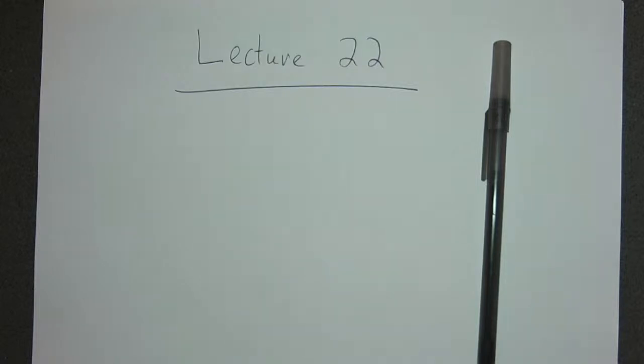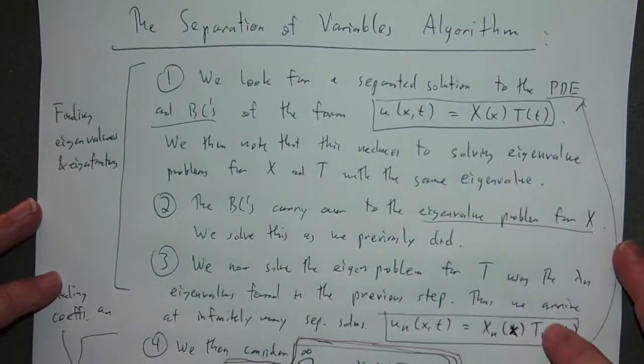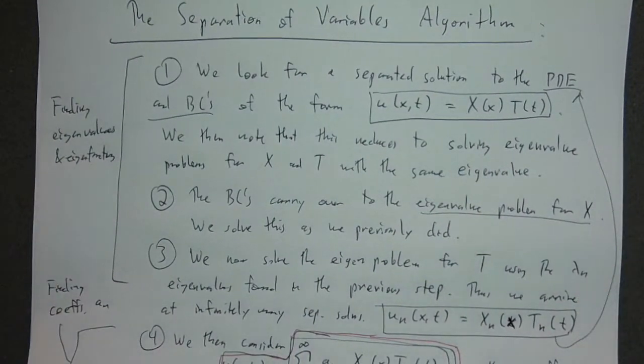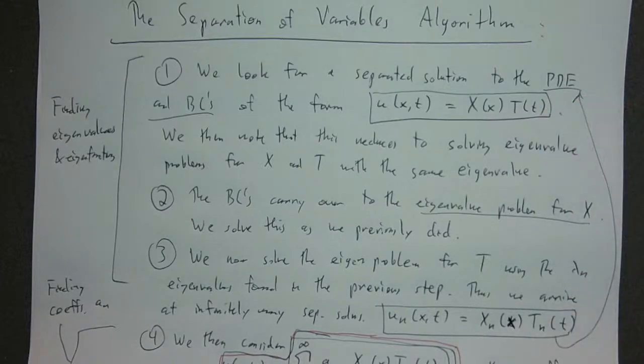So in yesterday's lecture, we had done everything to set up our separation of variables algorithm. Just to refresh your memory, this is what it looked like. First, the thing that gives the algorithm its name is we seek a solution that is separated, a solution of the form function of one of the variables x times function of the other variable t.